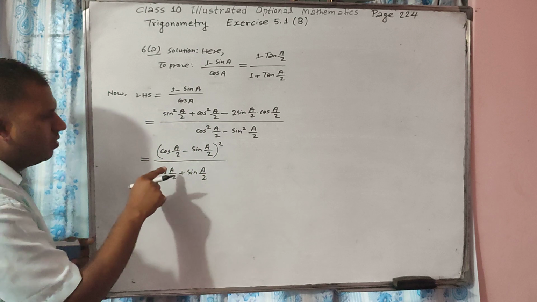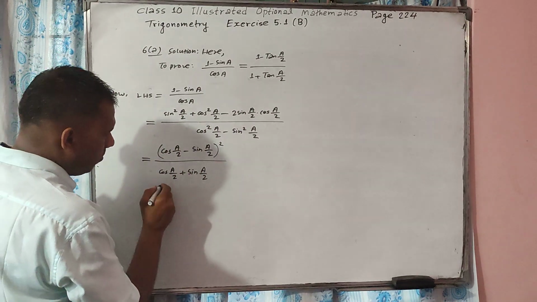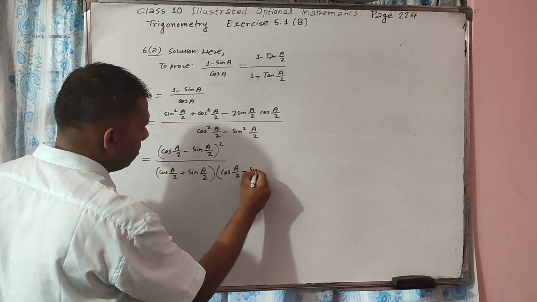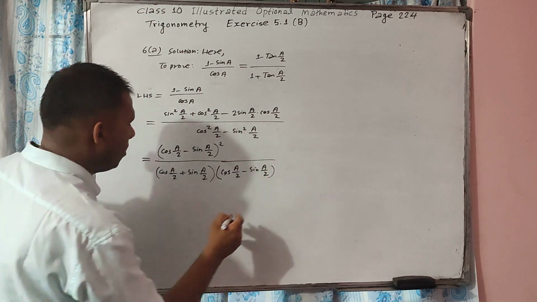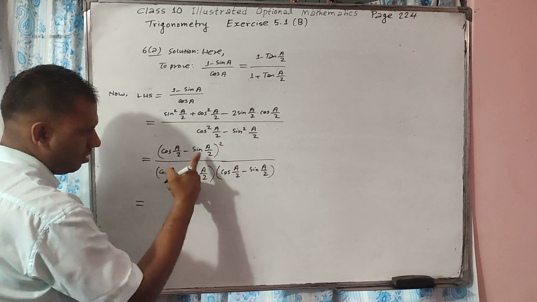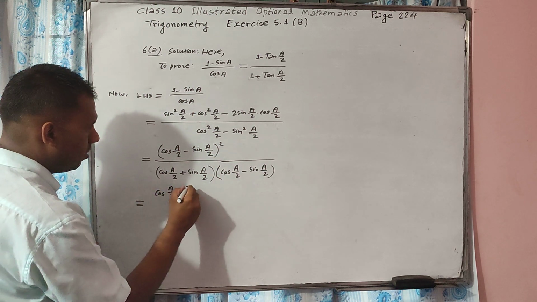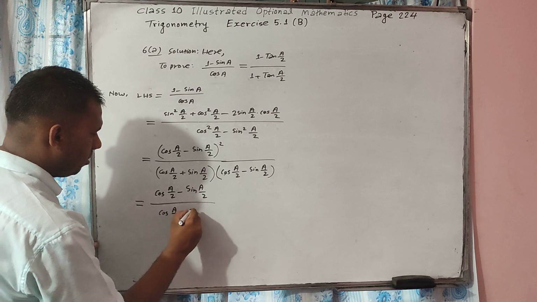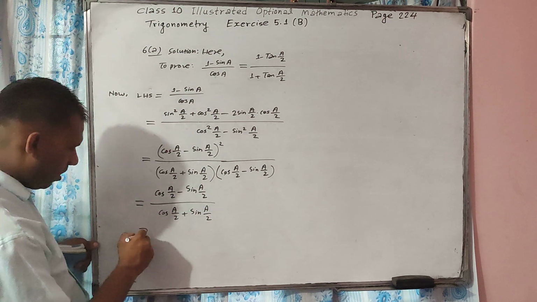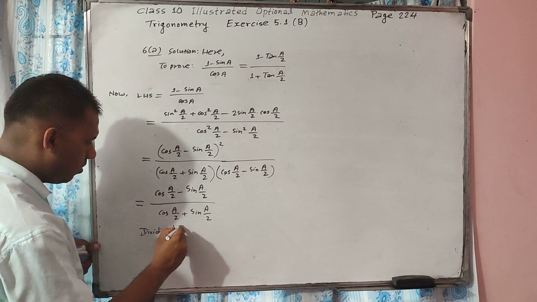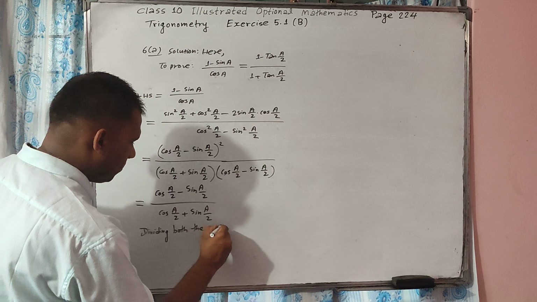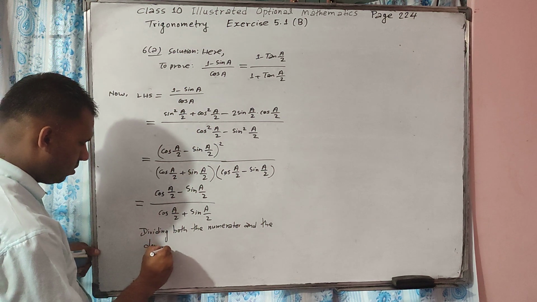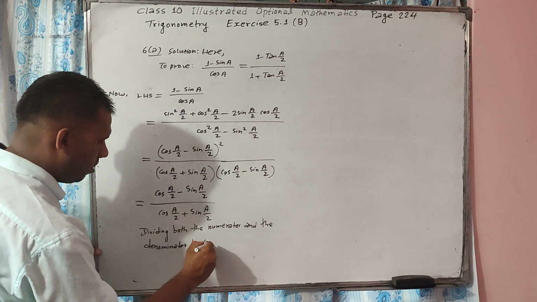Here cos is in the front part, so writing cos in the front: cos A by 2 plus sin A by 2, A plus B, cos A by 2 minus sin A by 2, A minus B. Now cos A by 2 minus sin A by 2, this one cancels out, remaining cos A by 2 minus sin A by 2 all upon cos A by 2 plus sin A by 2, dividing both the numerator and the denominator by the term cos A by 2.